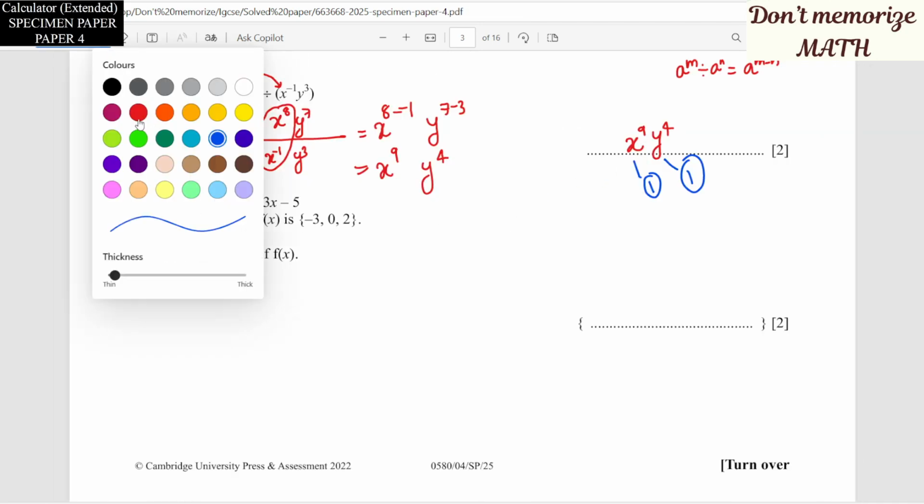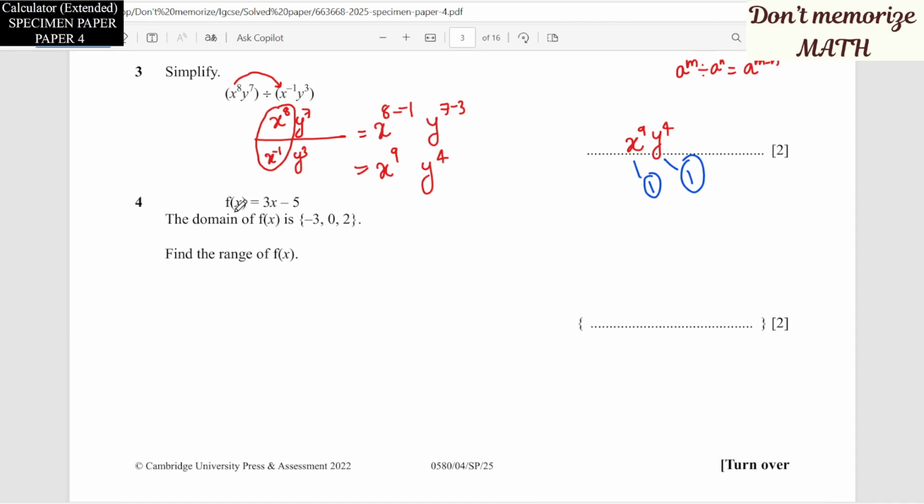So question number 4 is a function question. f of x is equal to 3x minus 5. The domain of f of x is minus 3, 0 and 2. Find the range of f of x. So what do you mean by domain? Domain is the set of numbers which we are giving for the x. The x values of a function are called domain. So here the x values are minus 3, 0 and 2.